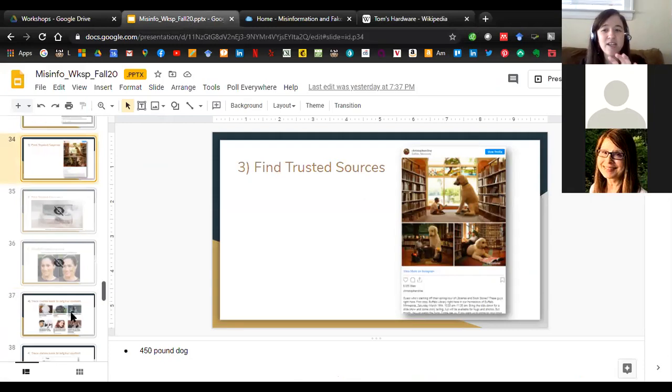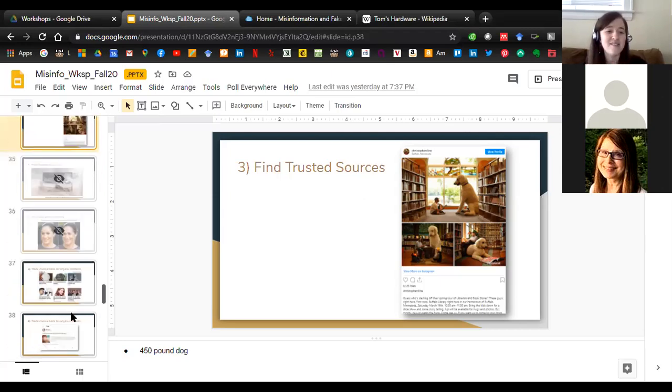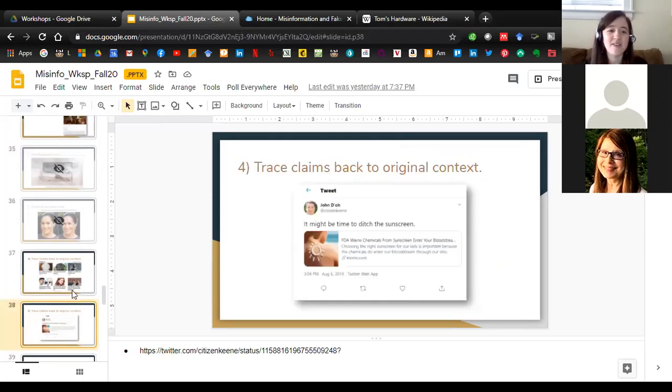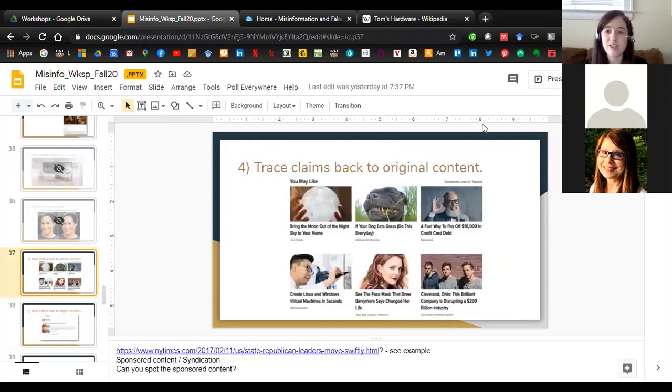All right, so those are stop, investigate the source, and find trusted sources. The last piece here is the T. It stands for trace claims back to original content. So this is the last part here.